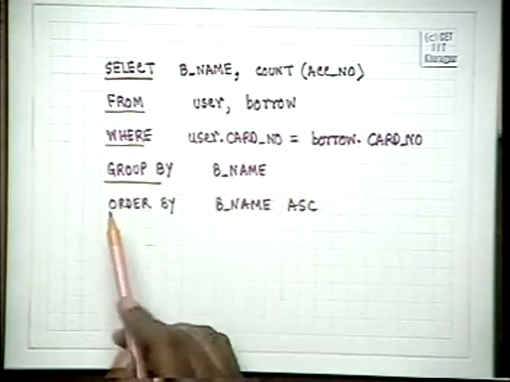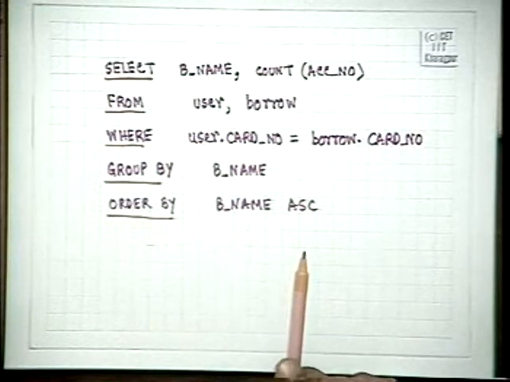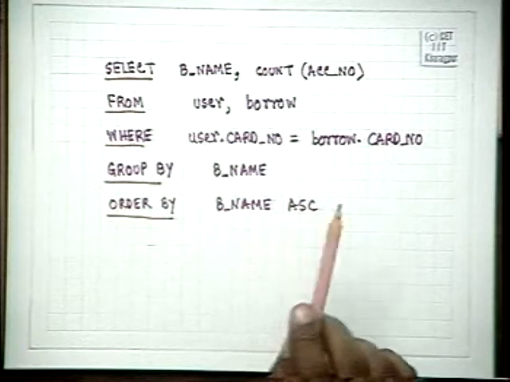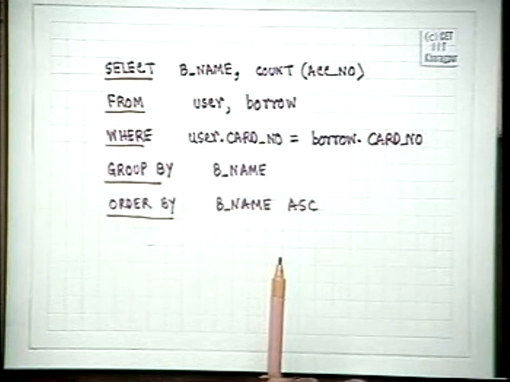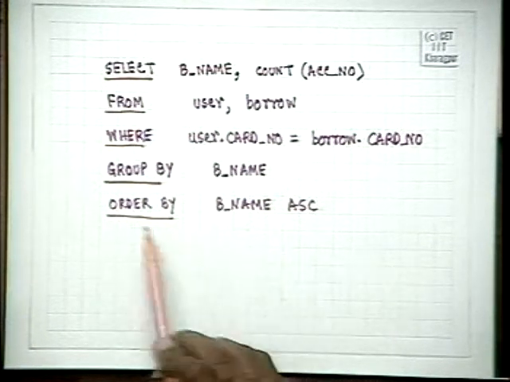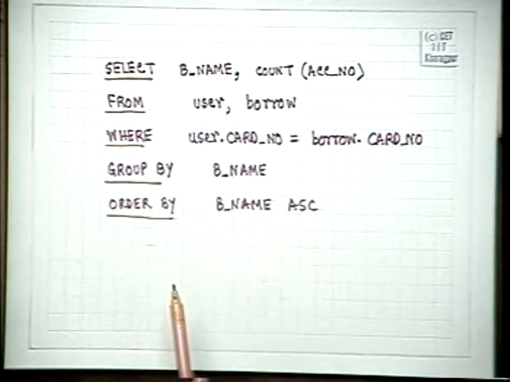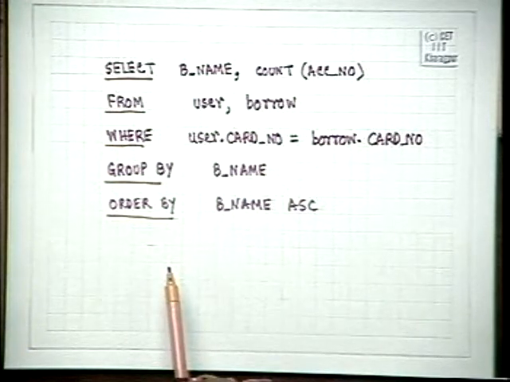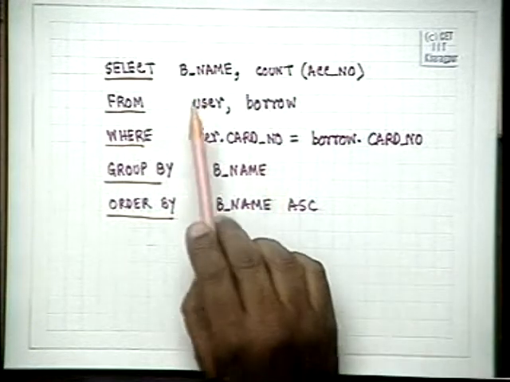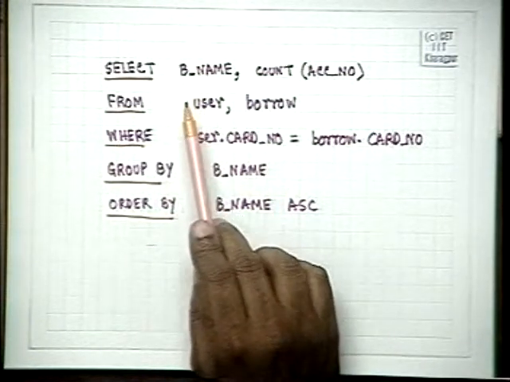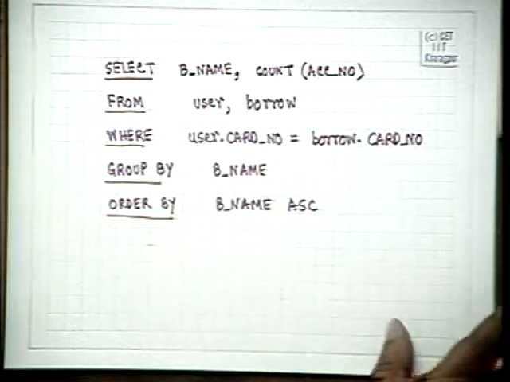We could have even done this. It would have ordered the result in ascending order of the borrower's name. Order by borrower's name ascending. So it would have ordered the result in terms of borrower's name. Now we have been able to find the total number of books borrowed by each person.